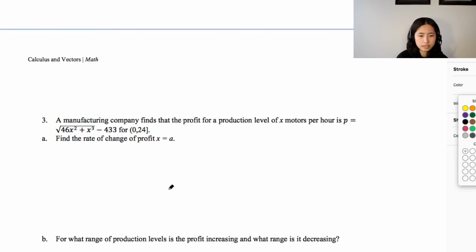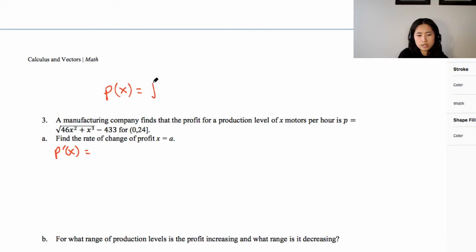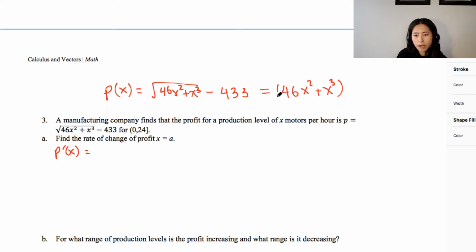Okay, let's go. When we're taking the first derivative of p of x, we know that based on the chain rule, maybe I can just write p of x here. This is the square root of 46x squared plus x cubed, and this is minus 43. This thing over here is 46x squared plus x cubed raised to the power of 1/2, because it's a square root, and you have minus 43. That means we can apply the chain rule.